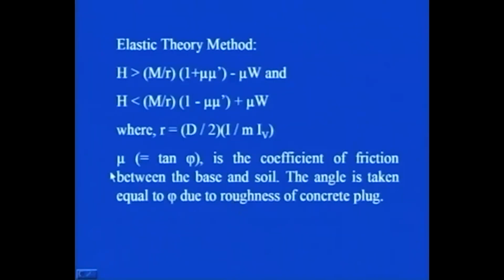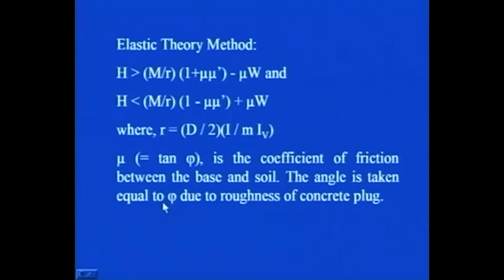And how it can be done is that you have to see to it that the horizontal force H should be greater than M by r into (1 + mu prime) minus mu times W, and at the same time H should be less than M by r into (1 - mu prime) plus mu W, where r is equal to d by 2, I by M IV, and mu is equal to tan phi, the coefficient of friction between the base of well and the soil. The angle is taken to be equal to phi due to roughness of concrete plug.